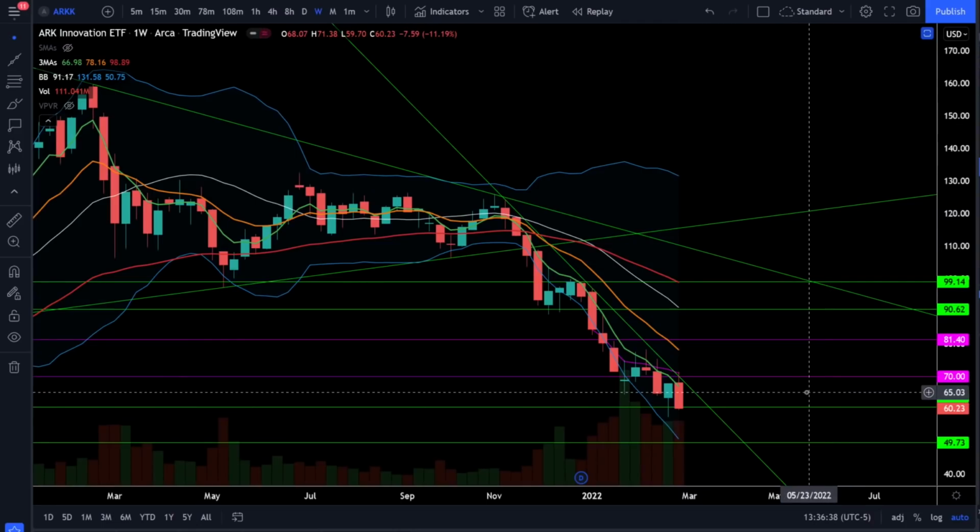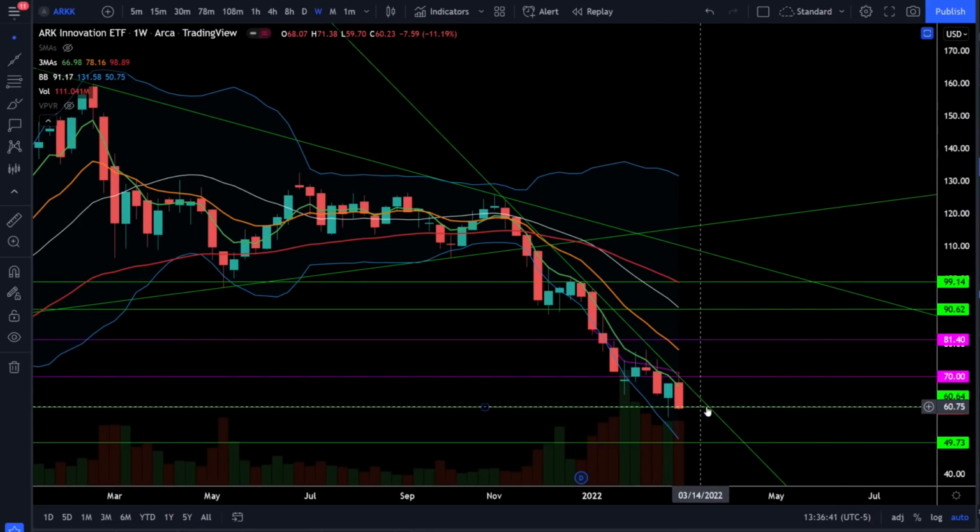On the ARKK ETF, you can see that we're back down to that very critical support level at $60, and we did close right on top of that level. There is a very real possibility that this is the bottom in the ARKK ETF, but with all the rest of the indices trending lower, there's more than likely still the possibility it's not yet hit a bottom and we're coming all the way down to about $50.